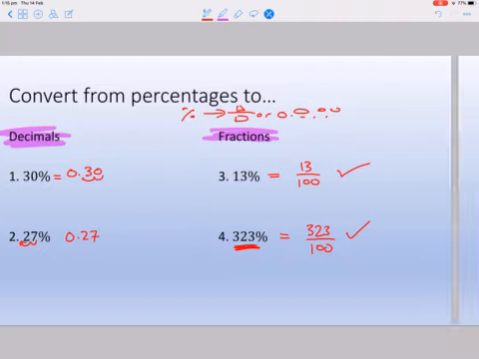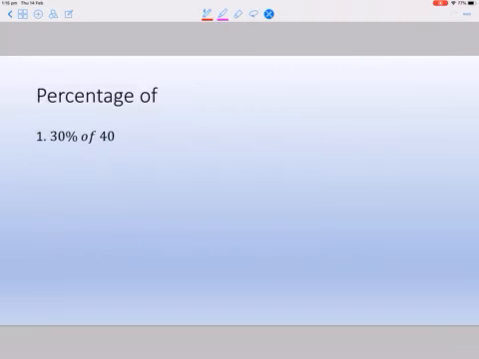Okay, let's do one more example. If we want to find a percentage of a quantity, so if I want to find what 30% of 40 is, I've got to write this as a fraction. So I'm going to go 30 over 100. Of in maths means times, so of 40. And I'm just simply going to put that in my calculator. So 30 over 100 times 40, and I get my answer, and it is 12. So 12 is 30% of 40.